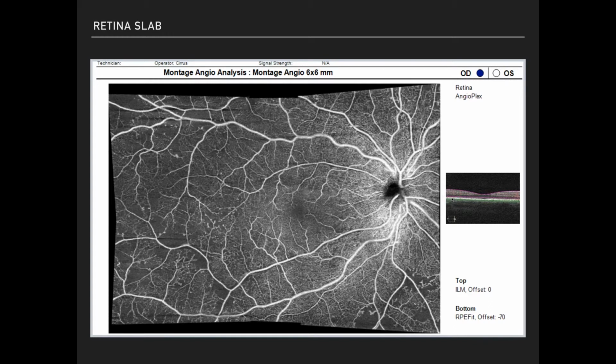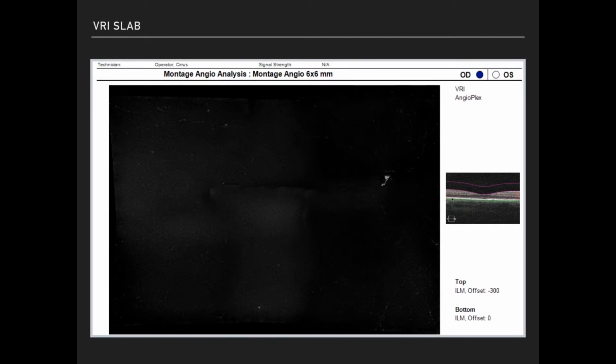No, of course not. NVD sits on top of the disc, extending into the vitreous. For that, you need the vitreoretinal interface slab. And if you look here at the boundary lines, that's exactly what this slab is. And if this slab were entirely normal, then the entire thing should be black. There should be no flow in this portion of a normal eye. It's just vitreous. But here, you see an area of flow, meaning there are blood vessels in the vitreous.